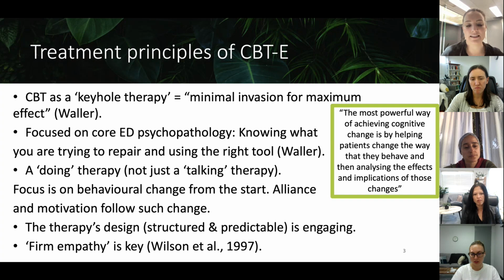And obviously, while CBT-E is very collaborative, it also is quite dependent on having that firm empathy approach. So we have clear expectations and boundaries. We hold clients accountable to achieving the change that they've said they want to come along for, whilst also being understanding and empathetic of the ambivalence and the fluctuating motivation they might experience along the way.